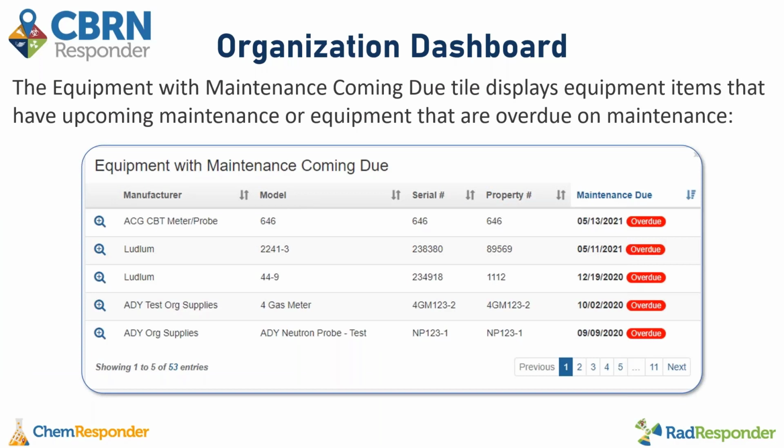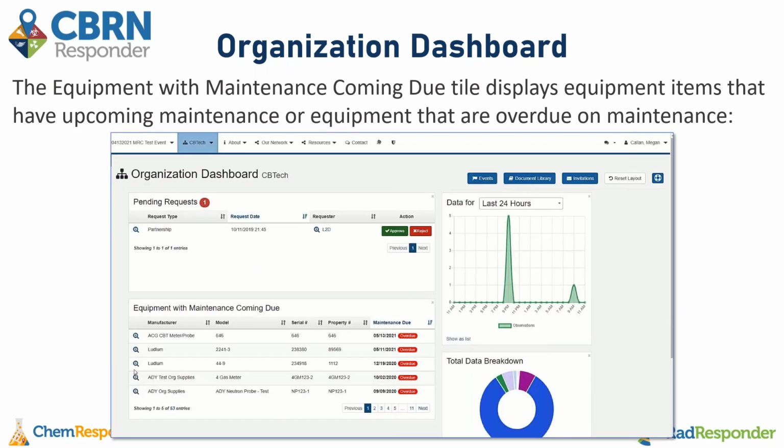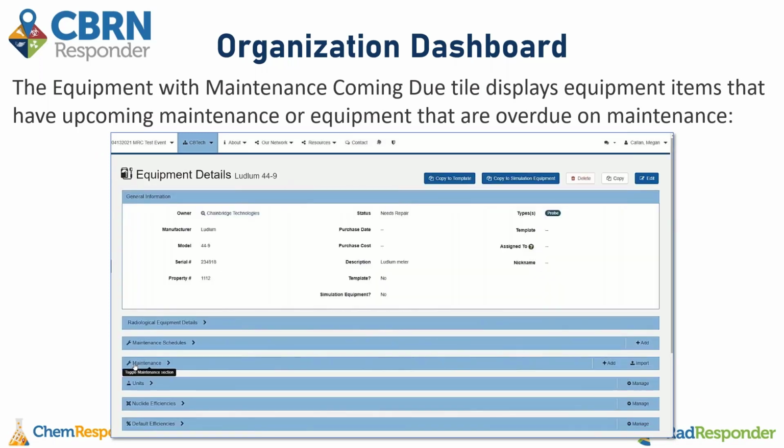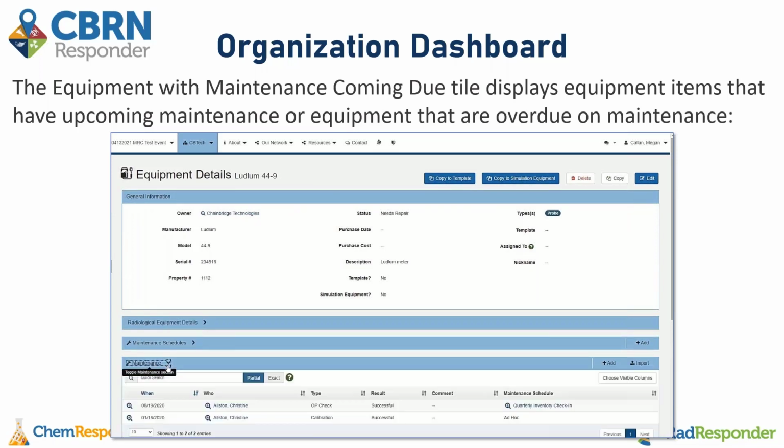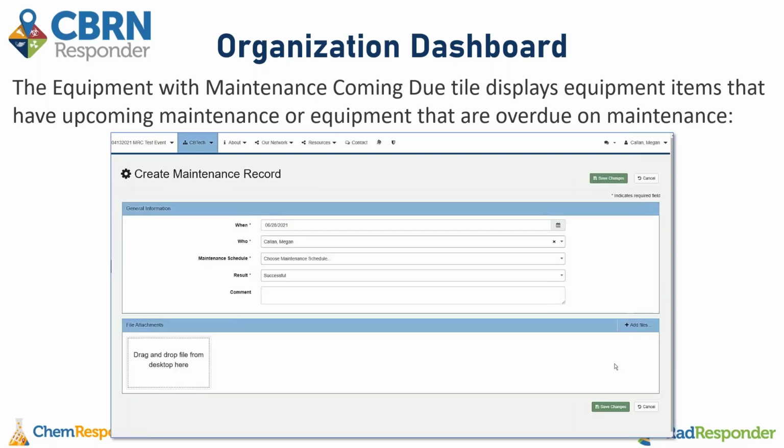The fourth tile on the dashboard displays equipment that has maintenance coming due. This will include all items that have upcoming maintenance due dates or overdue maintenance dates. Here you can see that the equipment items on the tile all have overdue maintenance. So I can click directly into one of these equipment items and check out the details of the equipment. And let's say I needed to upload some maintenance, I can click add and fill out the maintenance accordingly.